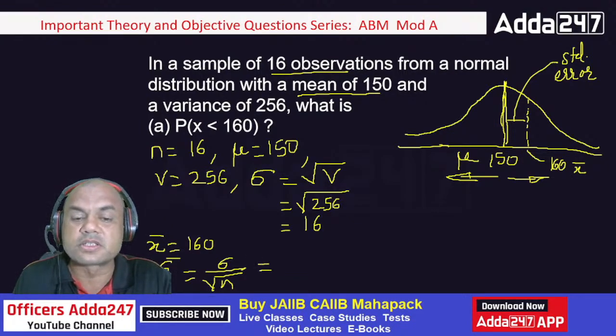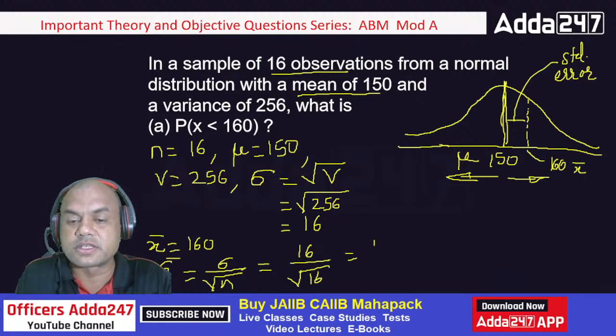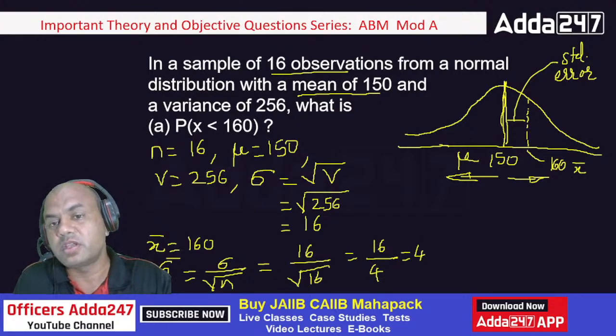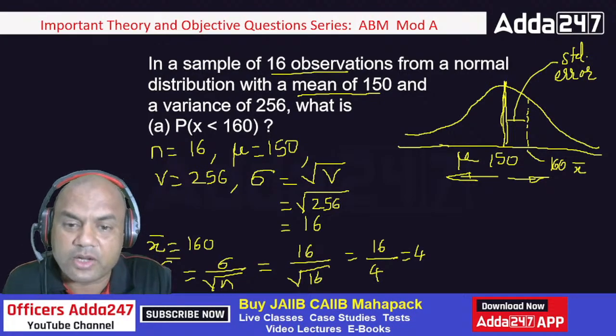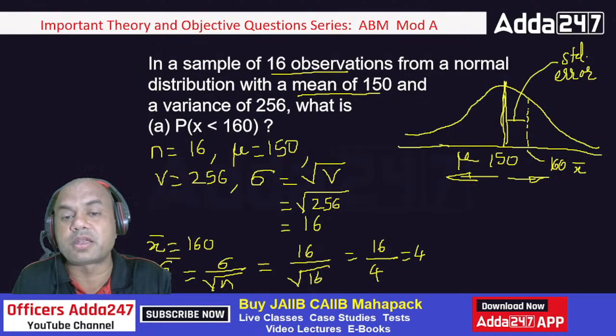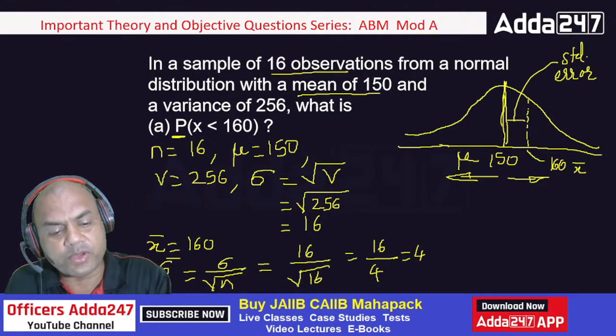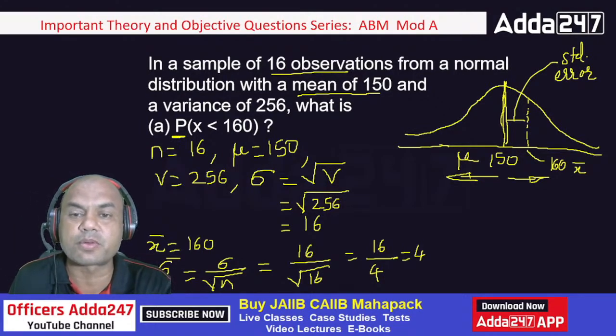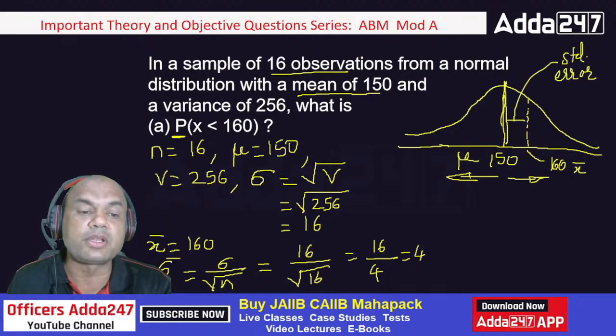So let's solve this. Psi is 16. Upon root of n, and n is again 16. So 16 upon square root of 16, which is 4. 16 upon 4 is equal to 4. So this is my standard error. Now why did I find all these things? Because I have to find the probability. How to find this probability? For that you'll have to use a formula. Let me show you.